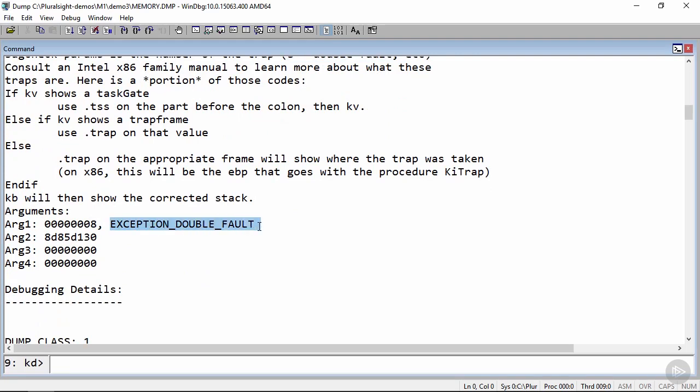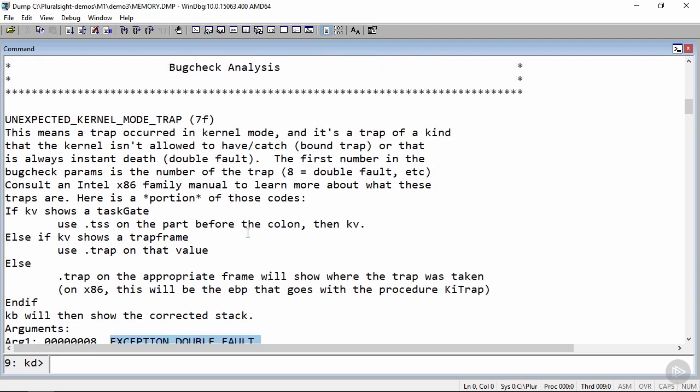This means that while it was trying to handle a fault, an exception that came up, it encountered another one. And anytime it encounters a second one, a double fault, that is instant death, and so we crash the system. So the most typical cause, as you'll find out in the online help for a 7F type bug check, is a stack overflow. For some reason, the stack kept growing and growing until we ran out of kernel stack space.